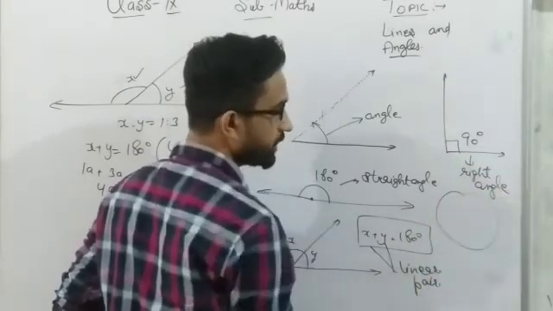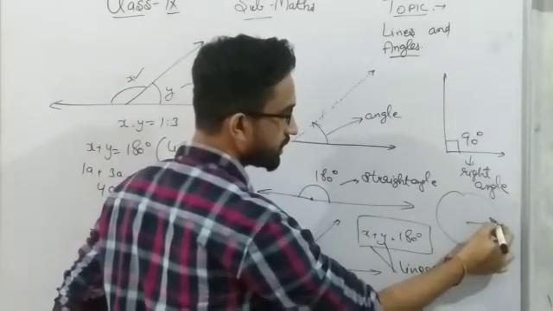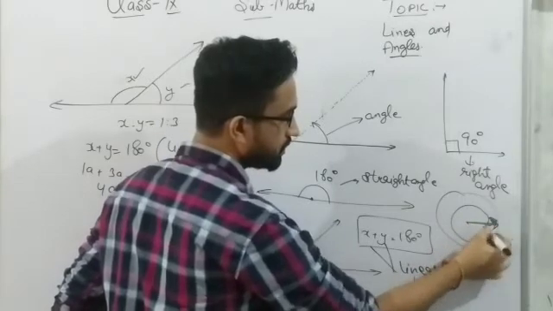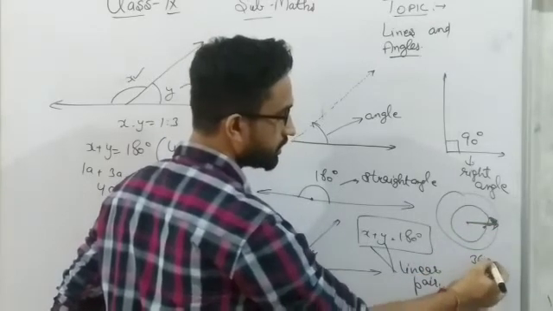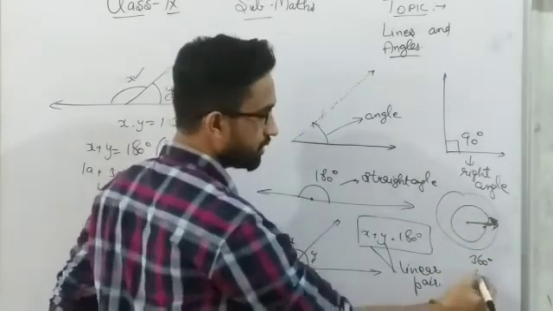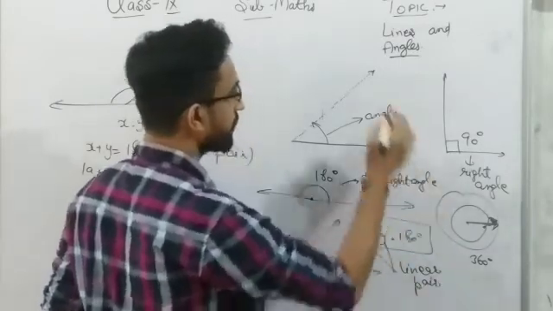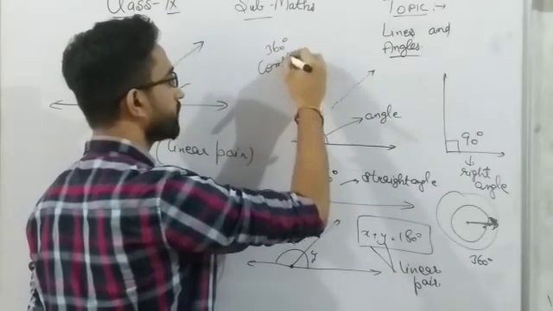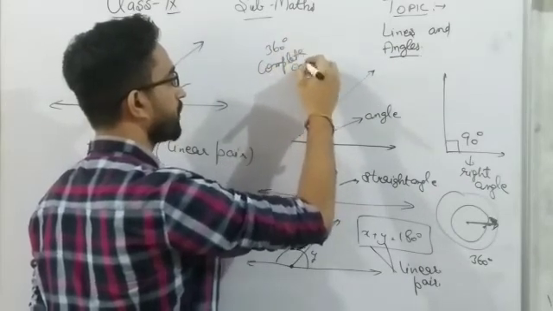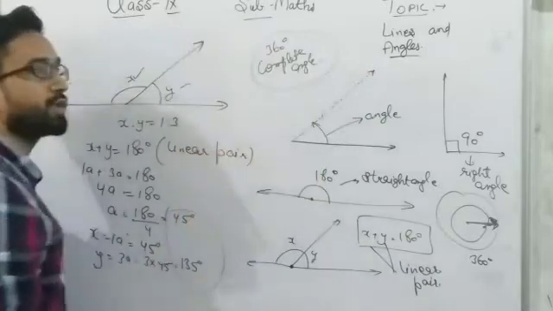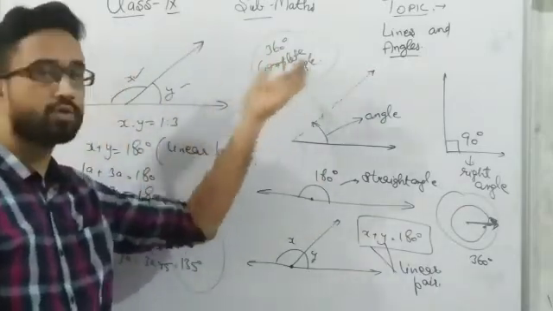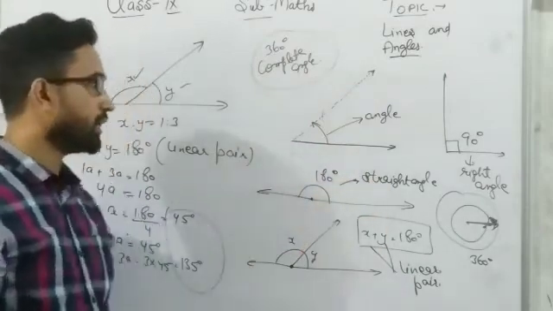If it is a full angle, suppose the line started from here and it went up here, then again it came back, then I can say the angle made by the line is 360 degree. This is known as a complete angle. So these are some of the terms which we will study in this chapter. So before starting the exercise, we should know these things, right?